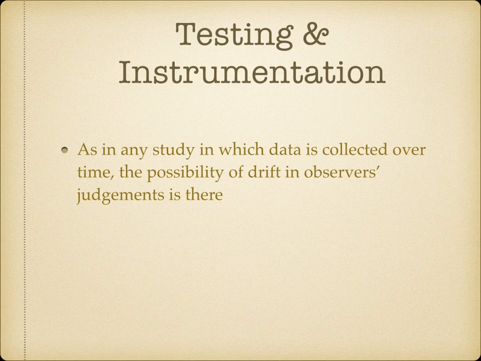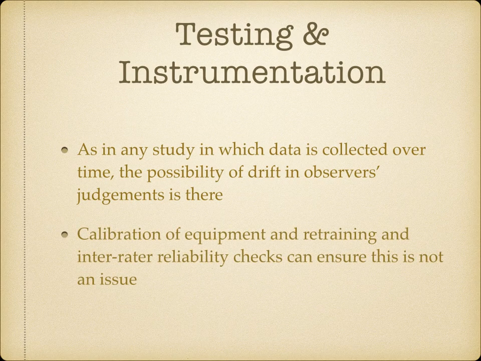Testing and instrumentation can be a significant problem. As in any study, we can have drift in the observer's judgments when you have them making judgments over longer periods of time. Therefore, you want to make sure you do good calibration of your equipment if you're using mechanical or electronic equipment to make observations, or you do retraining and interrater reliability checks to ensure that you don't have a drift in your observer's judgment.